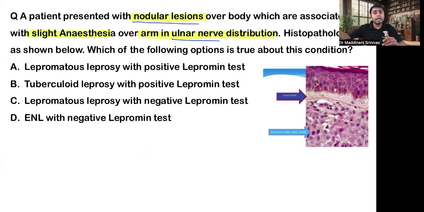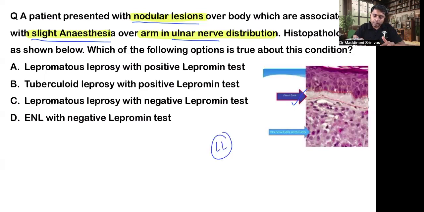Lepromatous leprosy. Okay, lepromatous leprosy. And slight anesthesia, probably a glove and stocking type of anesthesia. Some students told me that the Grenz zone was clearly visible on histopathology. I'm not sure whether it is true that the Grenz zone was seen or not. But if the Grenz zone is seen, nodular lesions are there, and glove and stocking anesthesia is there, think of lepromatous leprosy.